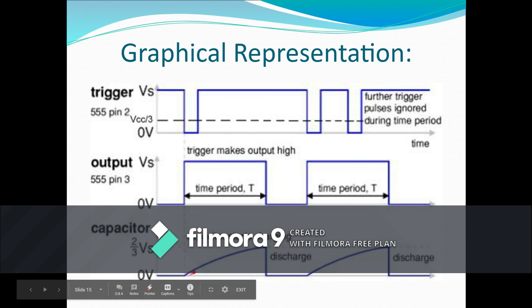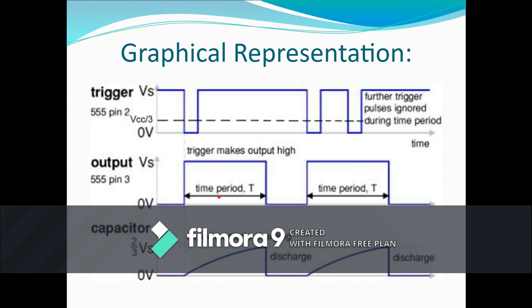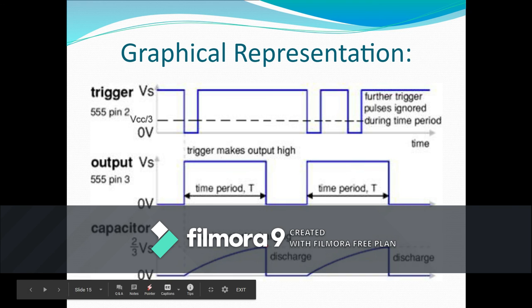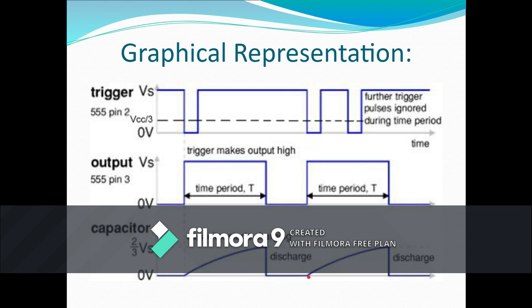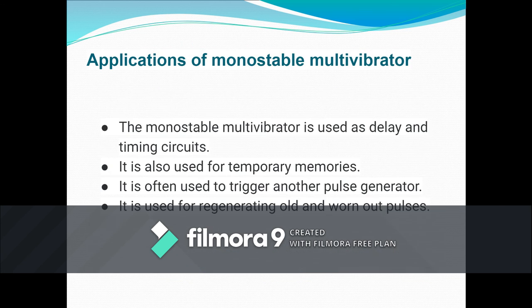So the capacitor charges while the output is high, then after the output goes low, the capacitor also discharges, and again when the trigger is initiated, the output goes high and the capacitor starts to charge again. So here the capacitor plays the main role with charging and discharging. The amount of voltage the capacitor holds determines the output. So this is the monostable multivibrator.